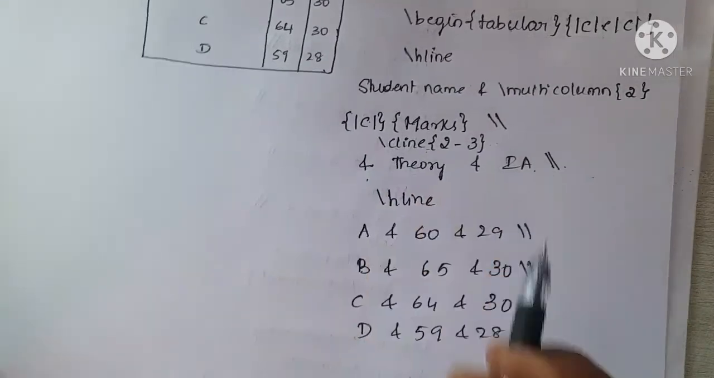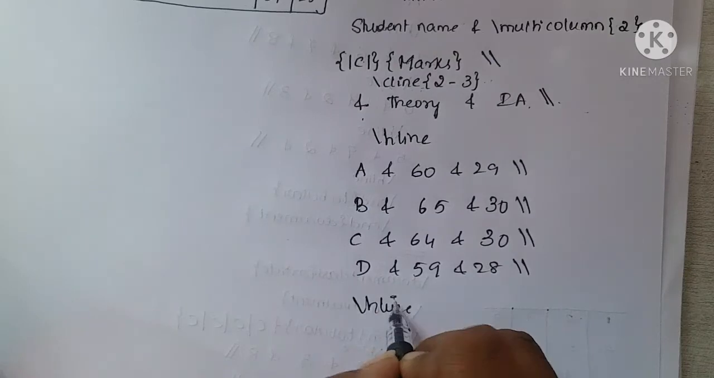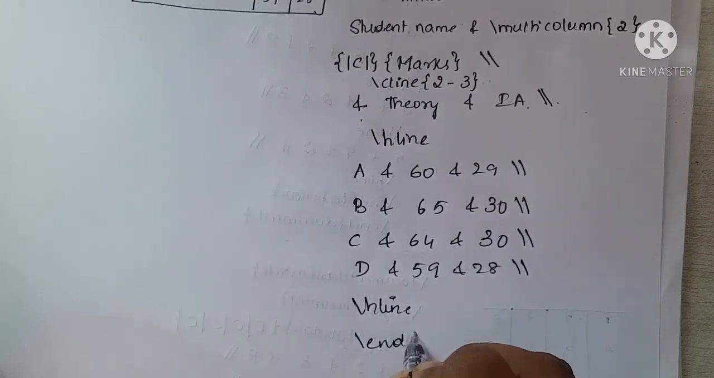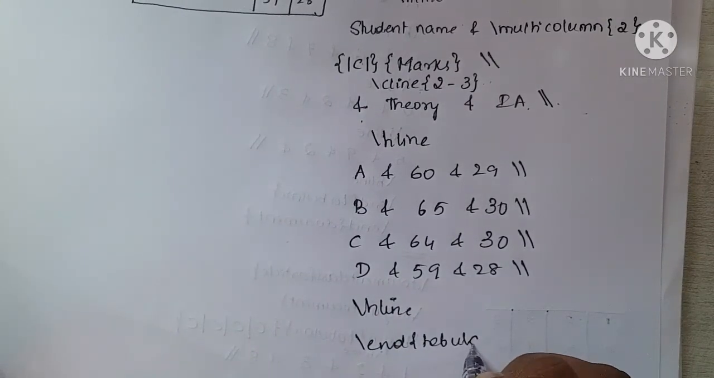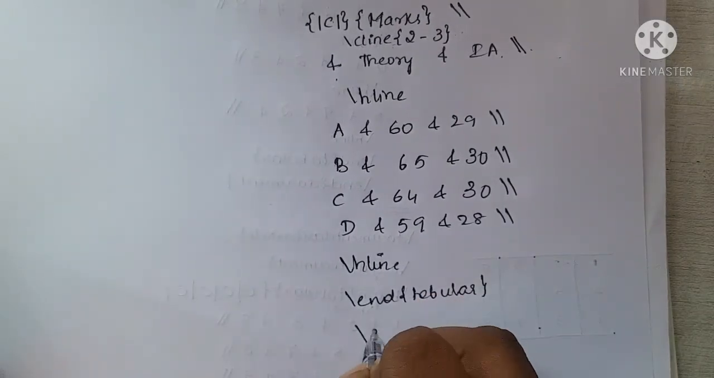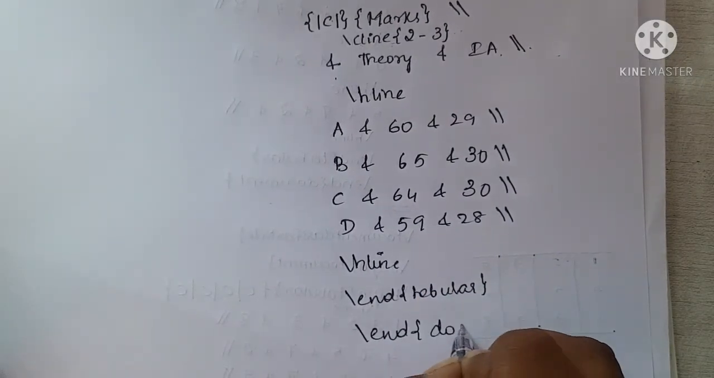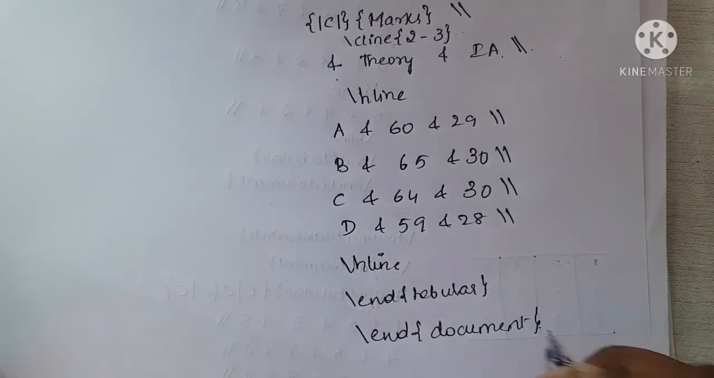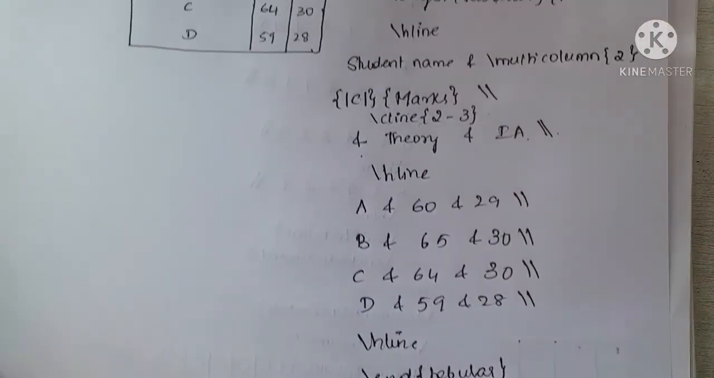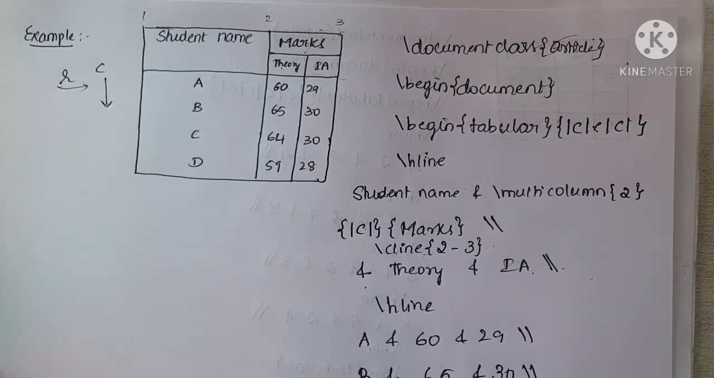We need an hline. So backslash hline. I have begun the tabular, so I am going to end the tabular, backslash end tabular. We have begun the document, so I am going to end the document as backslash end document. So this is the LaTeX code in order to get this example.